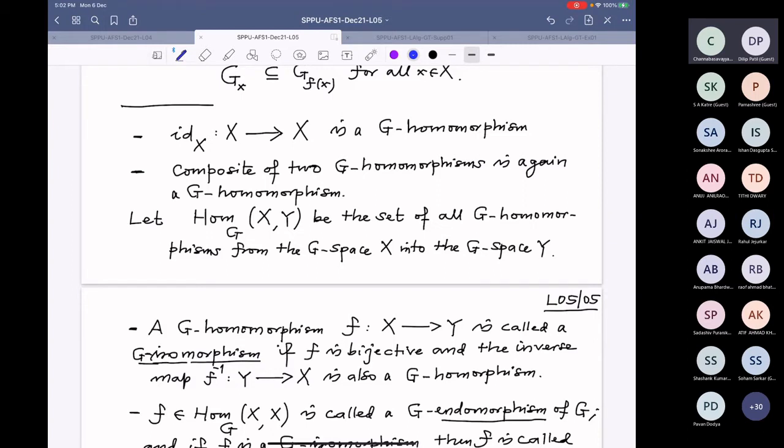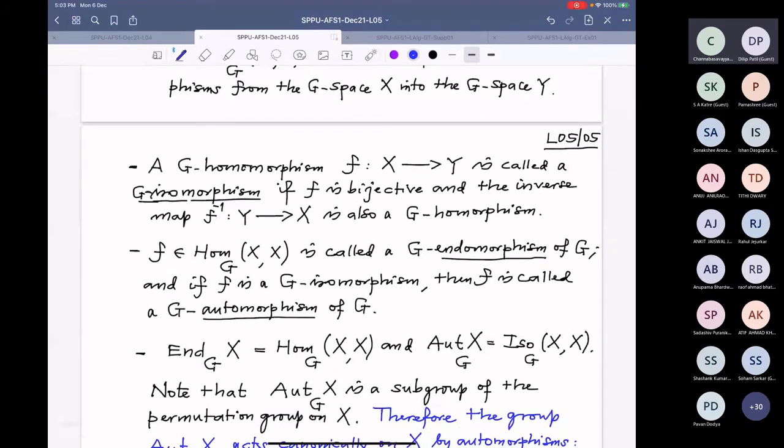A map is called a homeomorphism in topology, but you can also say an isomorphism of topological spaces if it is bijective and the inverse map is also a homomorphism, which means it is also continuous. These small things are very important to grow. All right.